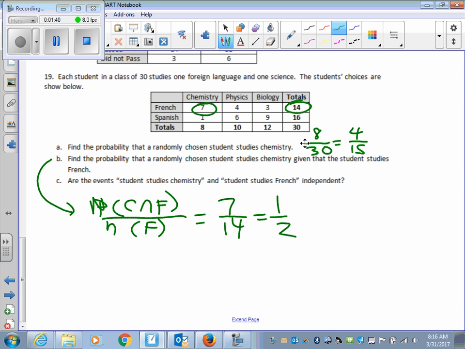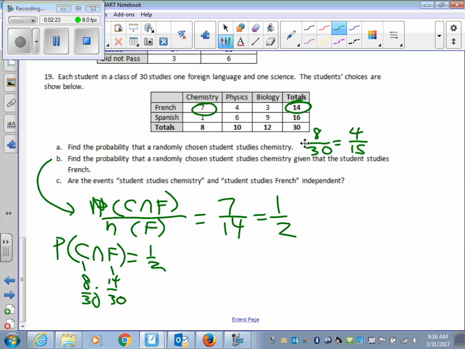Now, part C says, are the events student studies chemistry and student studies French independent? Well, the intersection of chemistry and French, the probability of that is 1/2. We just did that on part B. Now, the probability that a student studies chemistry is 8/30, and the probability that a student studies French is 14/30. And for these two events to be independent, 8/30 times 14/30 has to be equal to 1/2.